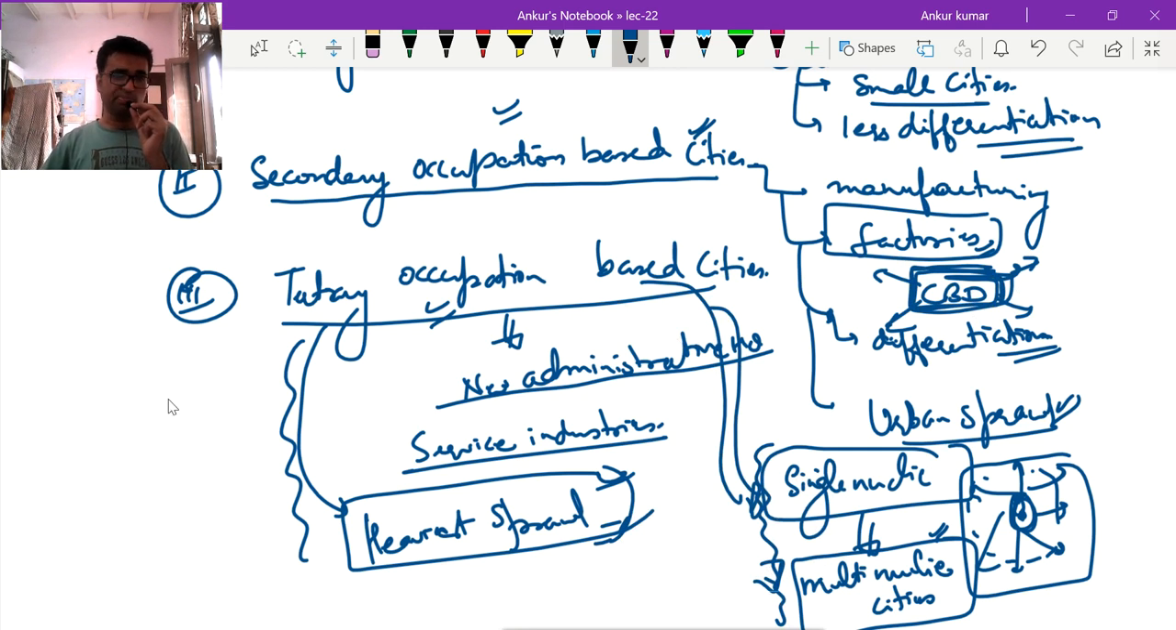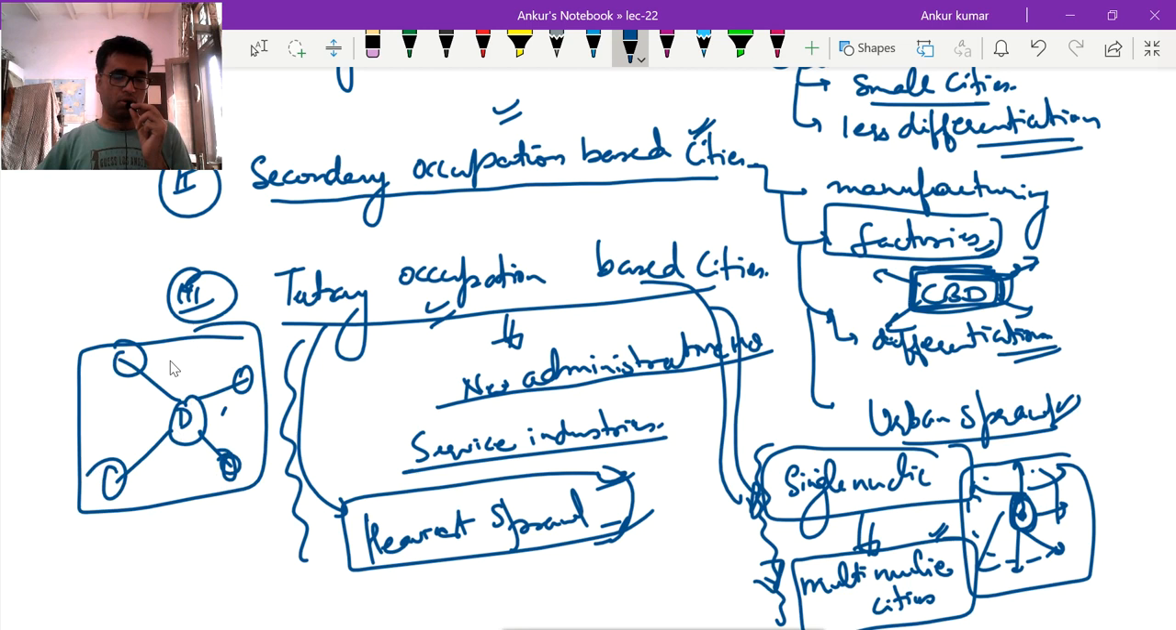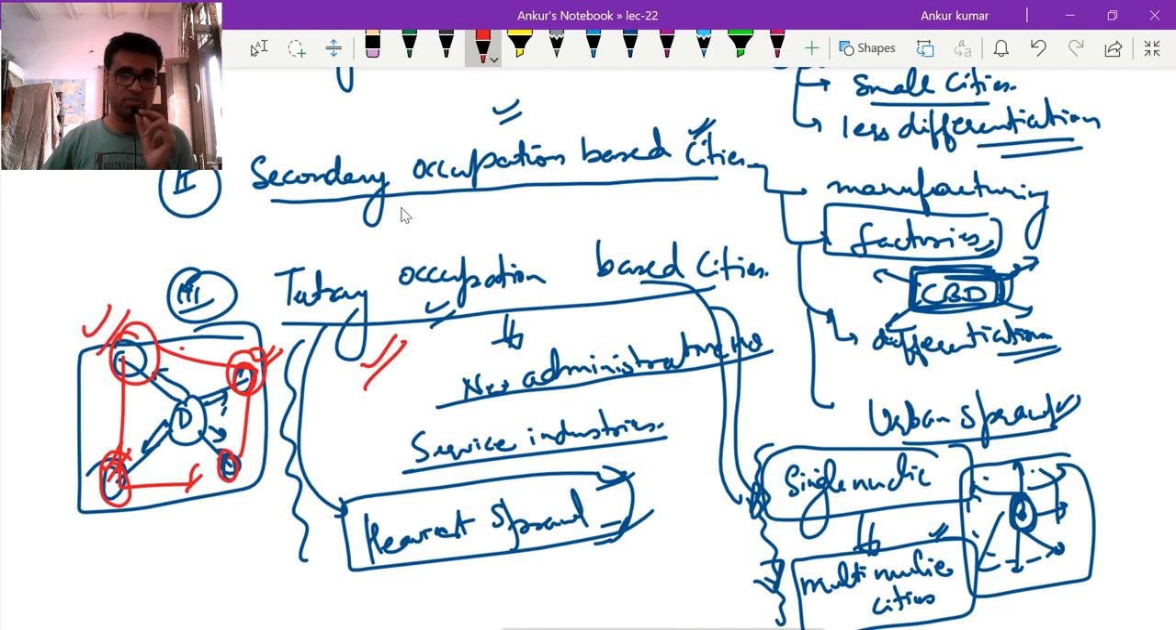For example, let us say this is Delhi. Around Delhi you have Gurgaon on one side, Ghaziabad on one side, Ballabgarh on one side, and similarly Faridabad. So Delhi's pull led to, although it was happening in a horizontal manner in all directions, the creation of multiple nuclei. For example, in Gurgaon service industry got established, in Faridabad automobile industry got established, in Ghaziabad again manufacturing industry got established. Similarly, this horizontal sprawl led to the creation of multiple nuclei in the case of tertiary occupation based cities. These were mainly service centers.